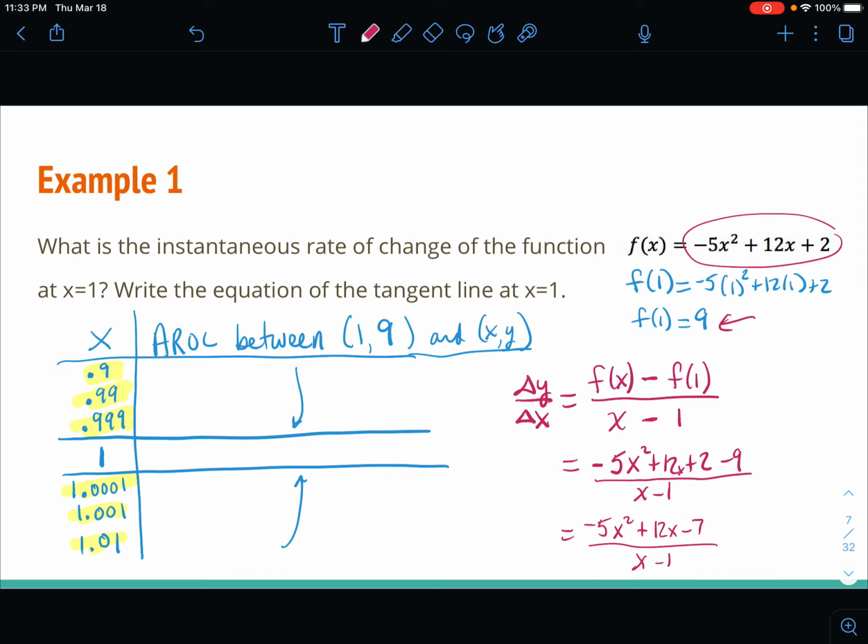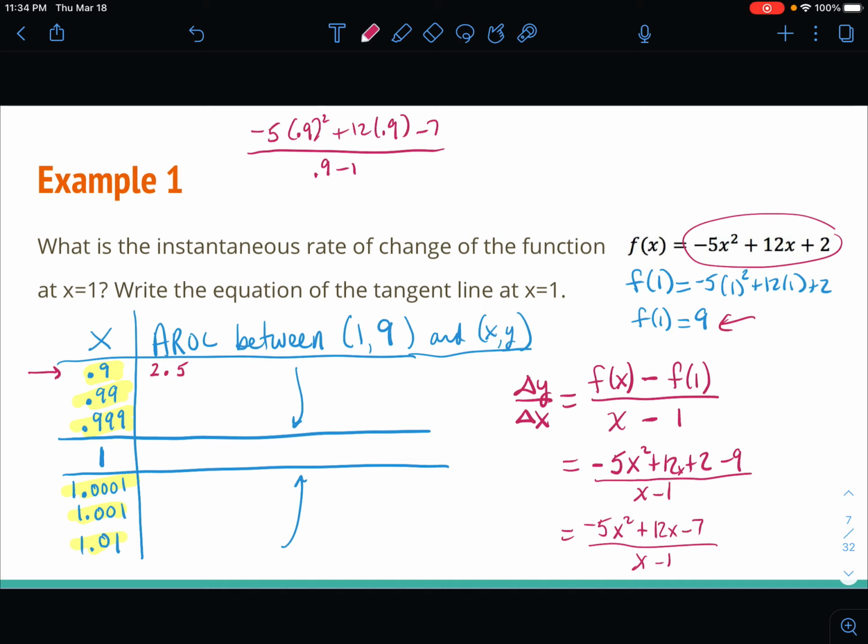Okay, so if we start with, I'm going to write down one of the examples. You're going to do this on your paper. Obviously, please pause me, try this out. Let's look at the 0.9. So let's do that first. I'm going to write negative 5 times 0.9 squared plus 12 times 0.9 minus 7, all over 0.9 minus 1. I'm going to type this whole mess in my calculator, and let's see what we get. Okay, so after I type all this in, 2.5 is the average rate of change.